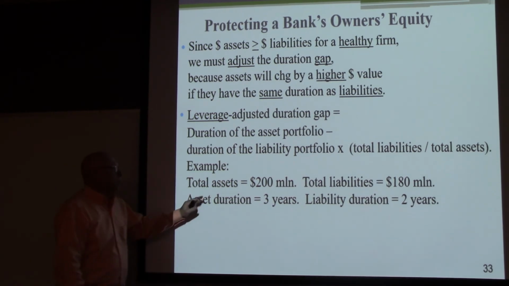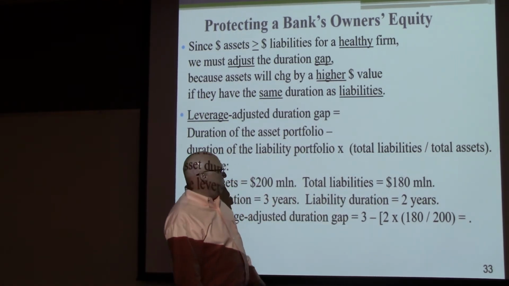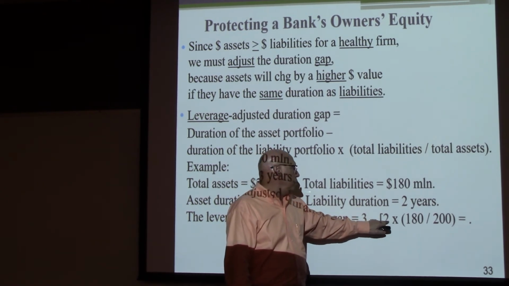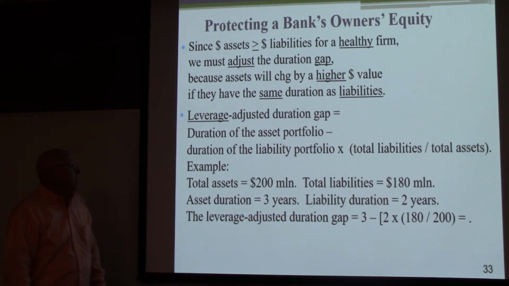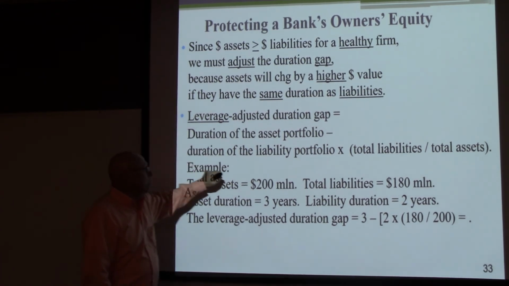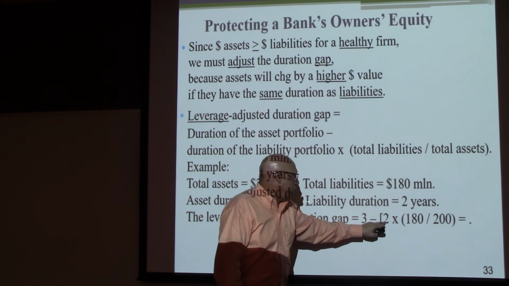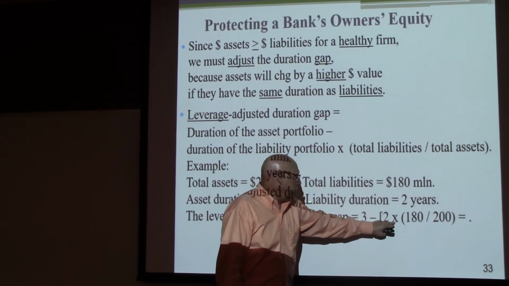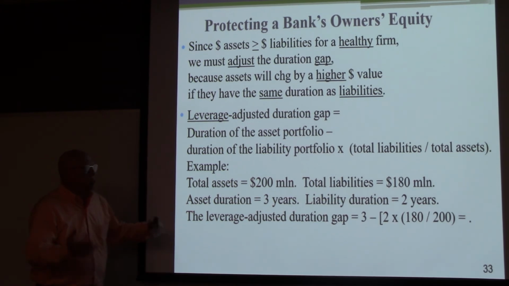Let's plug this into the formula. So we have 3 years minus 2 years times 180 divided by 200. That's how the formula needs to look. And I'm not sure, looks like I didn't get my brackets right. Need a bracket right here, and then right here. Because what we're going to do is do this first, then multiply it by the 2 years, and then subtract that from our 3-year duration for our assets, which indicates that the gap is wider.